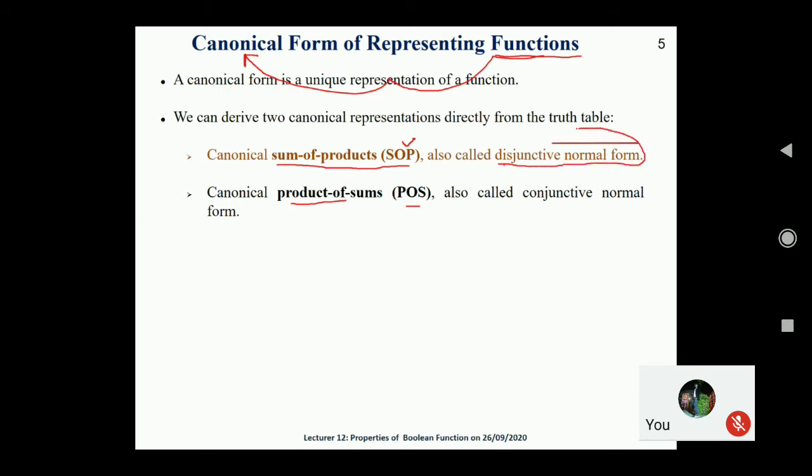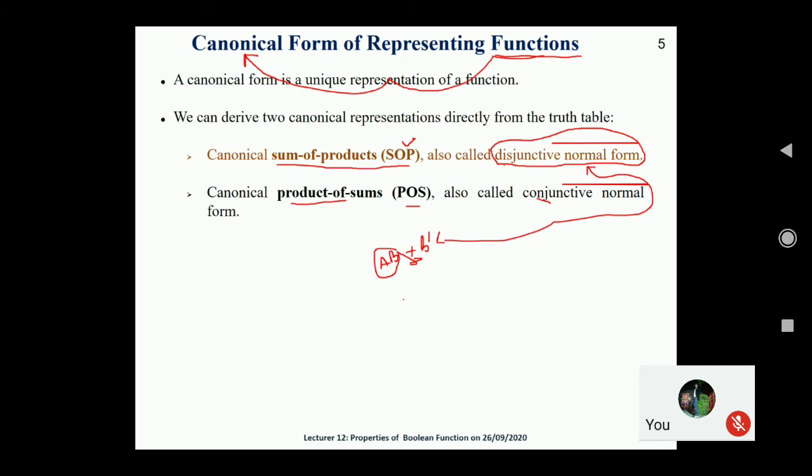It is also called a type of disjunctive normal form. And product of sum is also called a conjunctive normal form. Suppose I am giving one example of sum of product. Suppose we are writing A, B plus B bar, and C. So this is a valid sum of product, because all the terms are associated with sum, and this is also a form of disjunctive normal form.